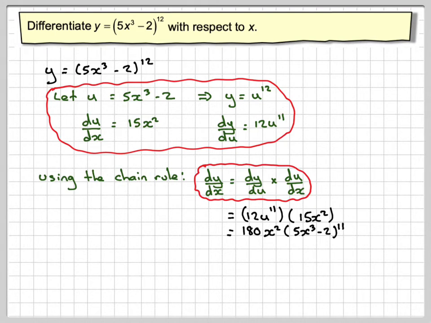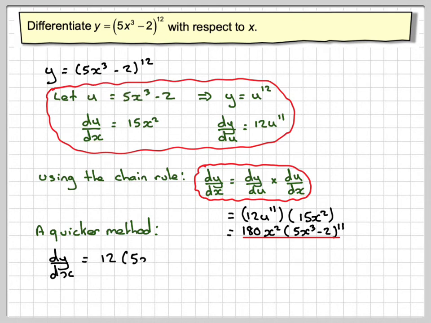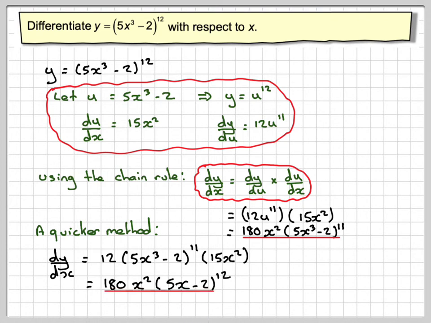Okay, now that's rather long-winded to do it that way, so it would be better to do it like this. A quicker method would be to look at this and say, take 12, bring it down in front, write down the bracket, and then reduce the power by 1, which is 11, and then differentiate the bracket again, which gives you 15x squared, and then obviously combine that with that to get back to 180x squared times 5x cubed minus 2 to the power of 12.